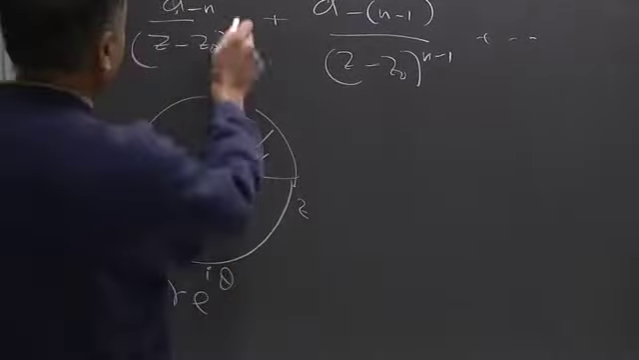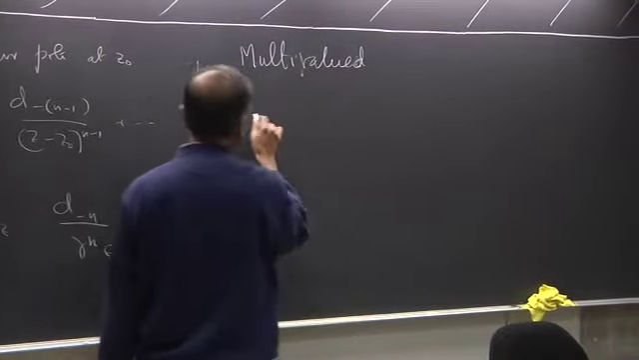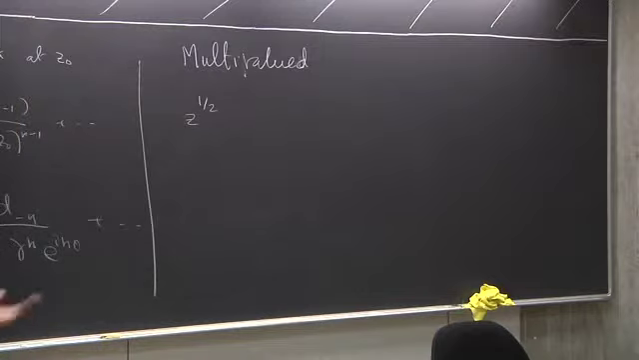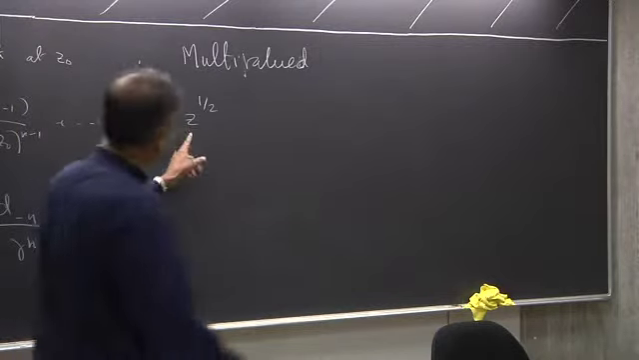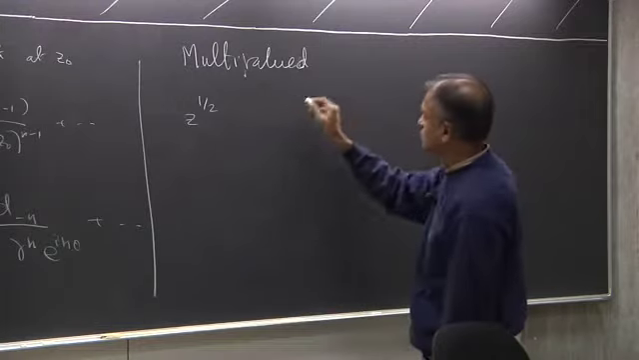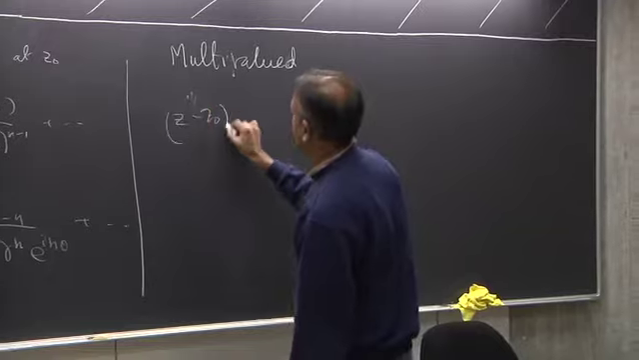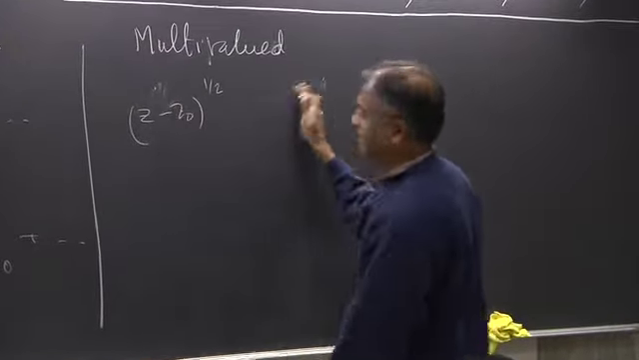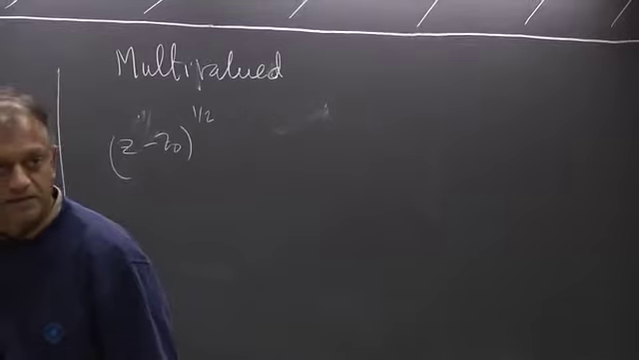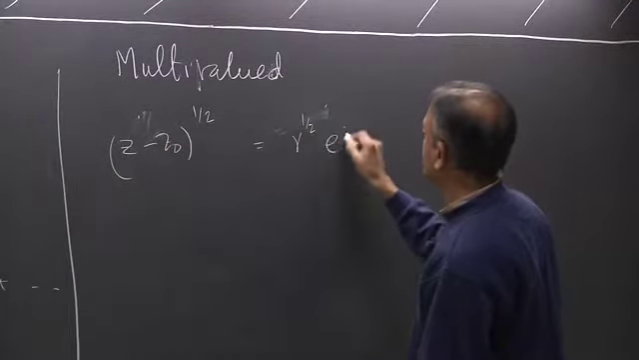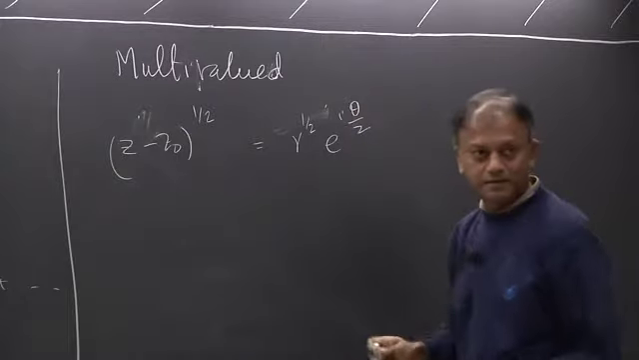So for example, let's take z to the power of half. This is an example of a multi-valued function, because again, if you go to polar coordinates, z minus z naught to the power of half, with z minus z naught equal to r times e to the i theta, is the same as r to the half times e to the i theta by 2, right?